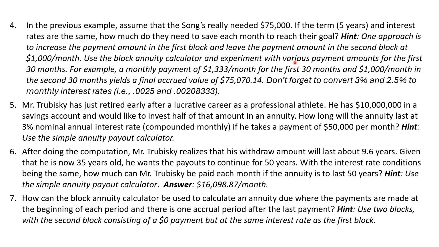So my approach was to increase the payment amount in the first block and leave the payment amount in the second block at $1,000 per month. I used the block annuity calculator and experimented with various payment amounts for the first 30 months. When I got to $1,333 for the first 30 months and $1,000 per month for the second 30 months, then the final accrued value was a little over 75,000, which is what we're looking for.